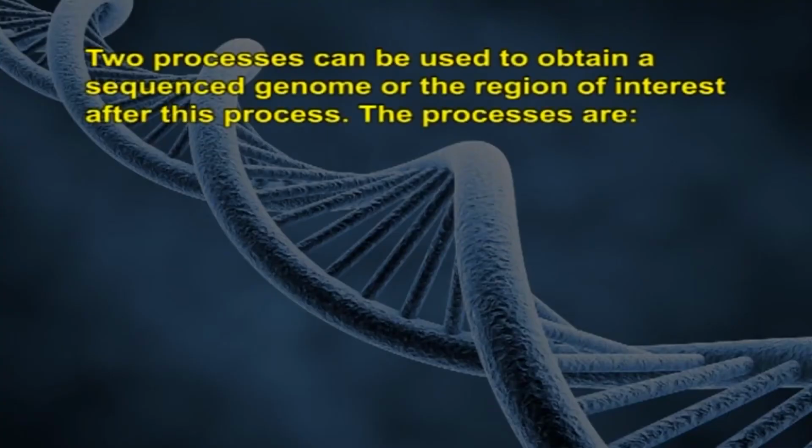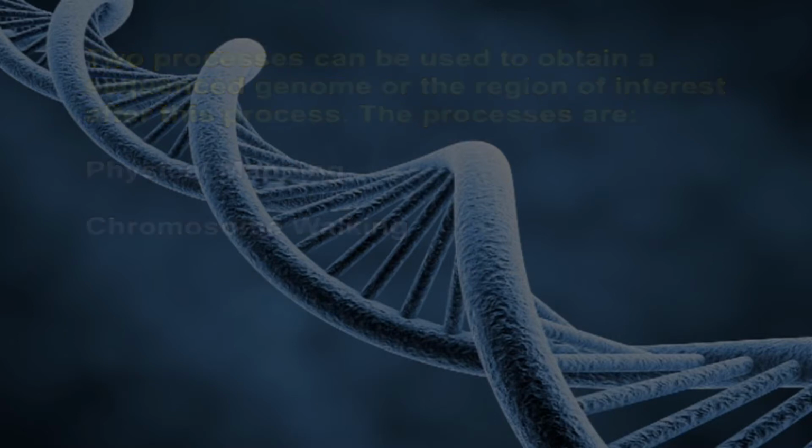Two processes can be used to obtain a sequenced genome or the region of interest after this process. The processes are physical mapping and chromosome walking.